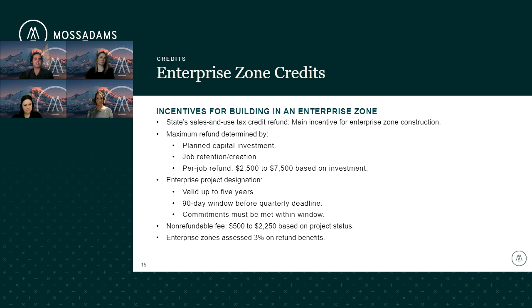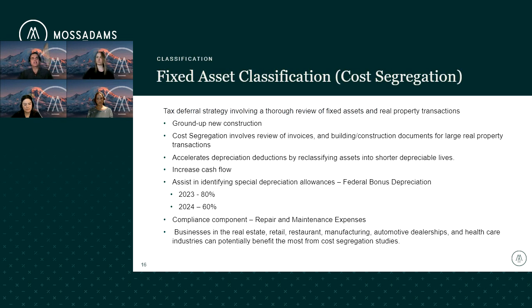They want capital investment. They have a per job refund of $2,500 on the low end and up to $7,500. It's a 5-year validation period. There's certain application requirements and fees to apply. That's enterprise zone credits. Fixed asset classification.